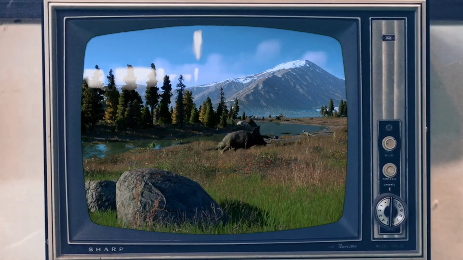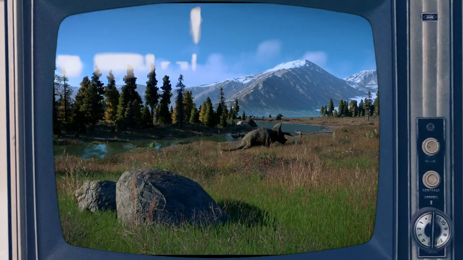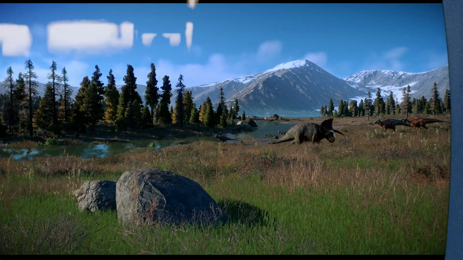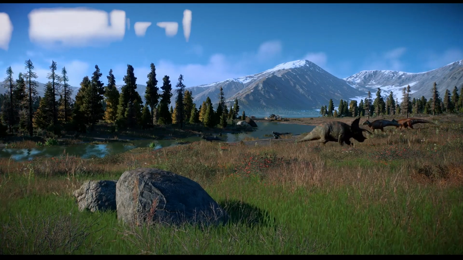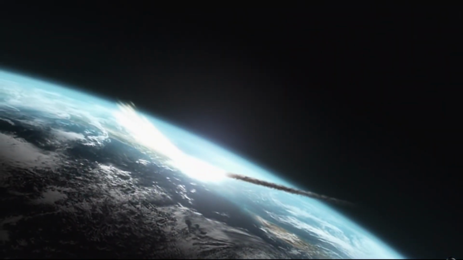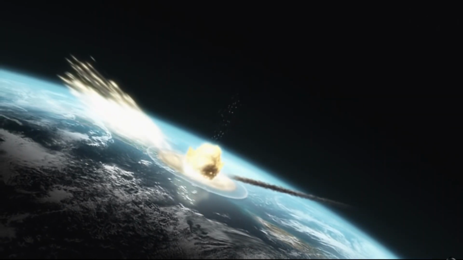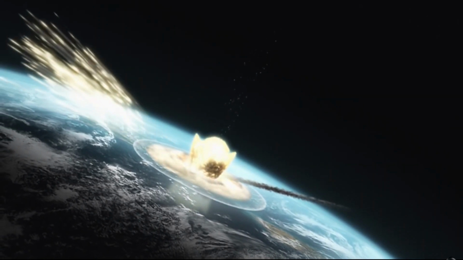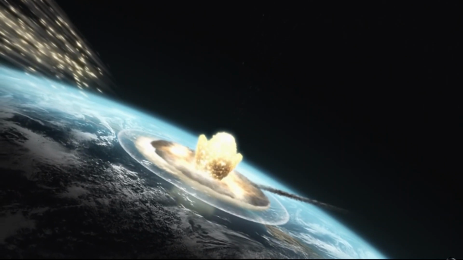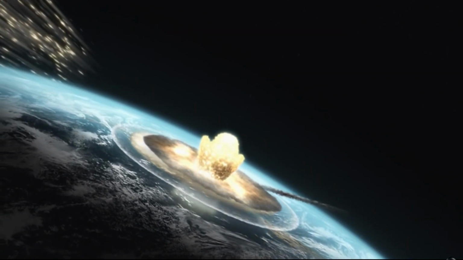Dinosaurs. Massive reptilians that once ruled the Earth for millions of years are now just some fossilized bones and the source of oil to power my car. Scientists say an asteroid wiped them out 66 million years ago, but what if they could jump? Maybe, just maybe, they could have jumped over the asteroid's shockwave and survived.